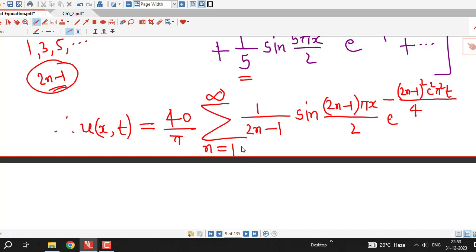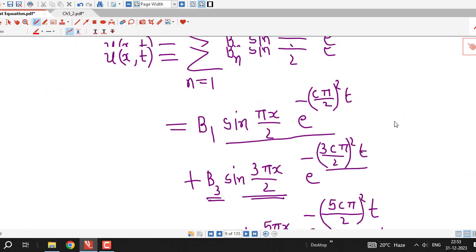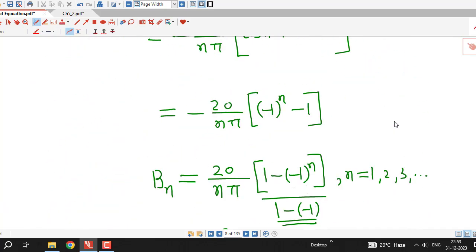or we can say that this is the required expression for the temperature at point P, which is at a distance x and at time t. So in this way we can easily solve this type of problem.